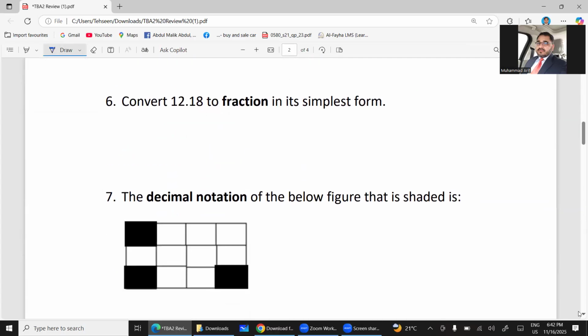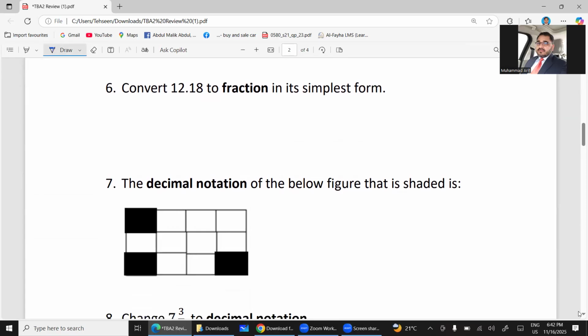Question number 6. Convert 12.18 to a fraction in its simplest form. As 12 is before the point, that is the whole number. 12 as it is, this decimal number we need to convert into a fraction. Instead of the decimal, we need to write 1. After the decimal there are 2 digits, so we need to write 2 zeros. Then the decimal we can delete. Now it will be only 18.